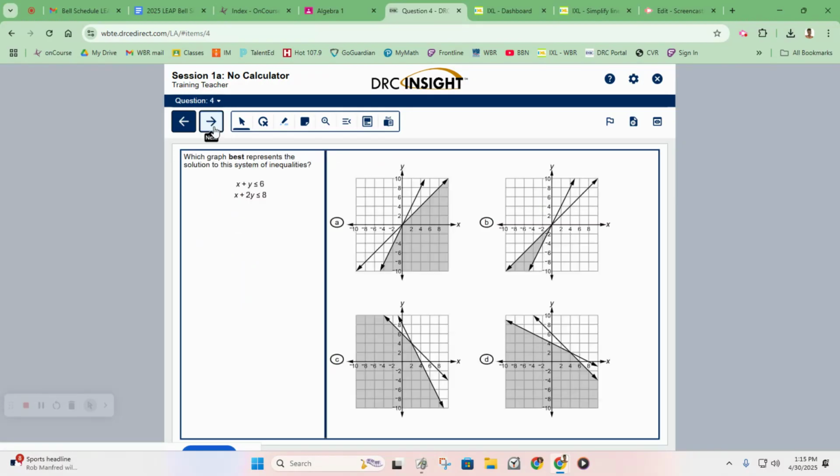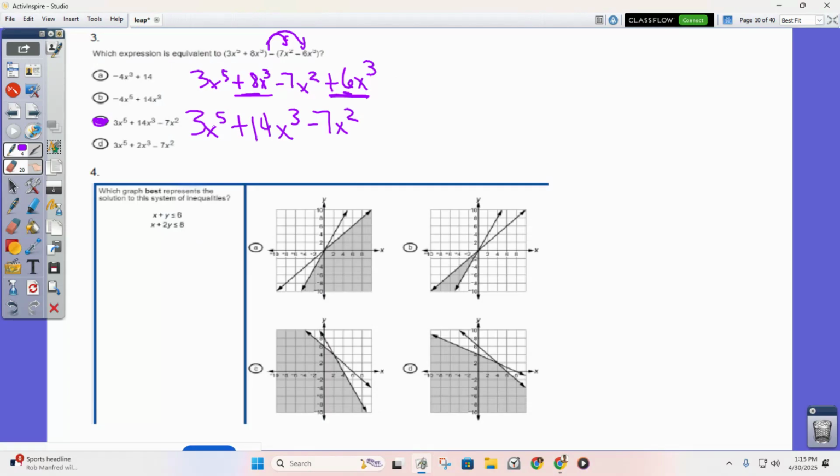Question number 4. Which graph best represents the solution to the system of inequalities? Once again, I'm going to use slope-intercept form. I'm going to change this first equation here. I want to make it so that the y is alone. I want it to look as y equals mx plus b to graph. I will subtract an x on both sides and get that y is less than or equal to negative x plus 6. That gives me a slope of -1, and my y-intercept is 6.